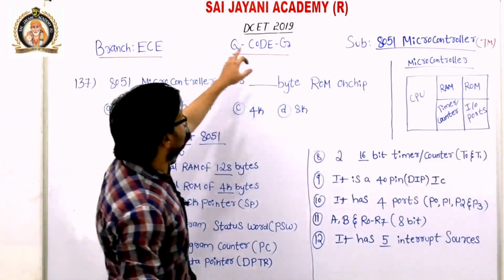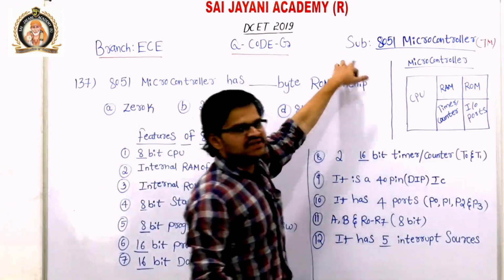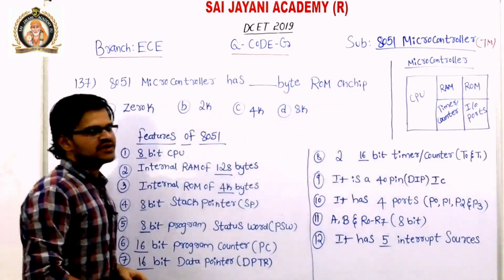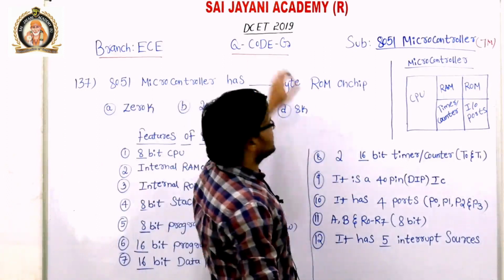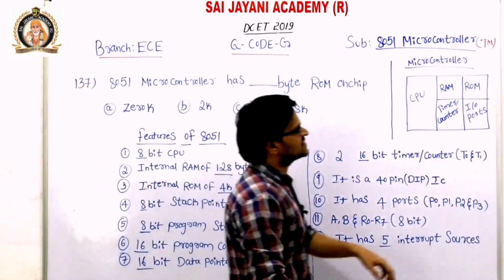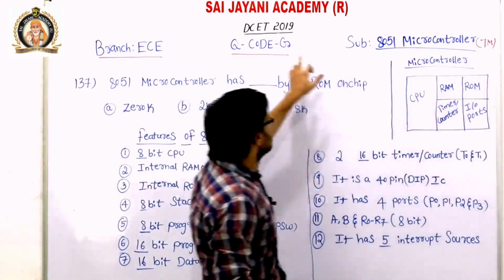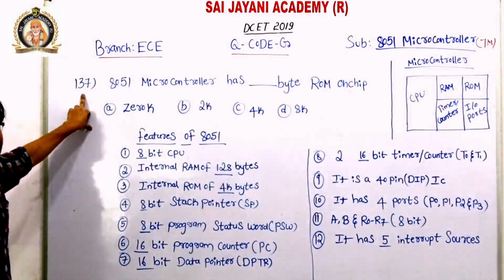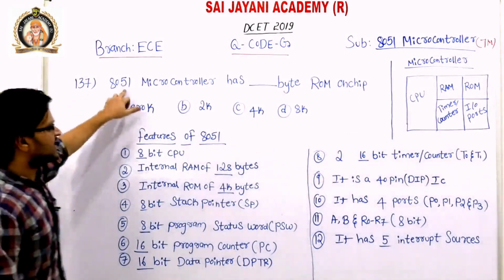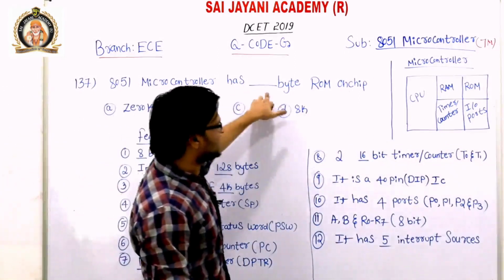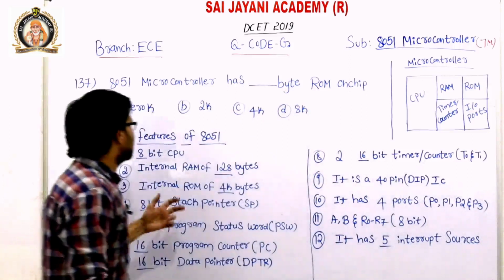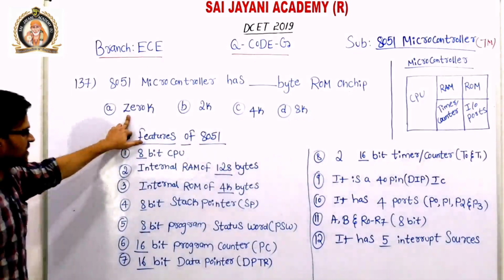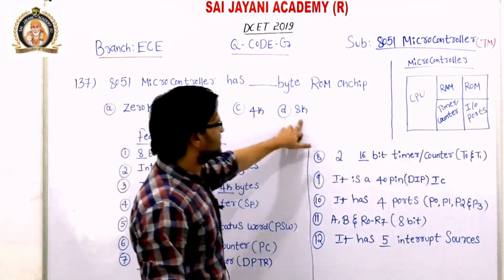For the same DCET 2019, the subject is 8051 microcontroller. In the previous year, that is in DCET 2019, they asked 7 questions for the same question paper code G. In that, the first question, that is question number 137: the 8051 microcontroller has dash byte ROM on chip. They are given 4 options: 0K, 2K, 4K and 8K.